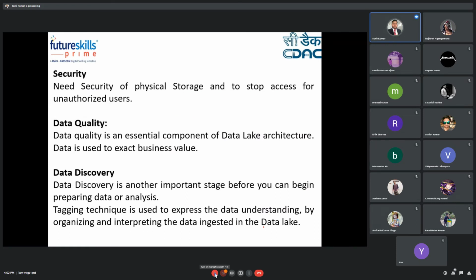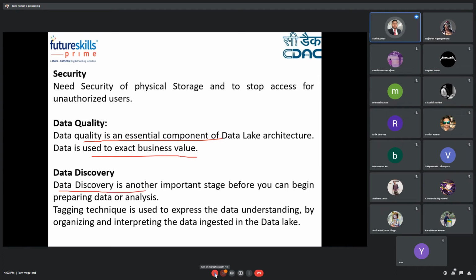Next one is security. Security of physical storage to stop unauthorized users. Sometimes what happens when your data is stored, some spammer may try to damage your physical storage or try to access your data. So security is required so that any unauthorized or invalid user cannot access your data. Data quality is also an important part, because if your data is not qualitative, the analysis will be wrong, and if the analysis is wrong, how will you generate your business?